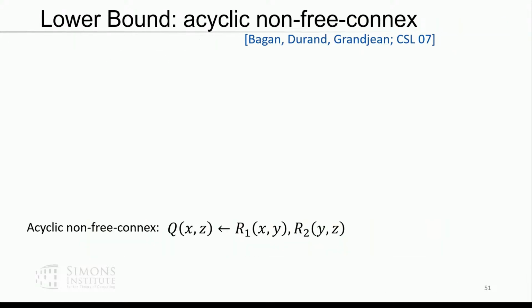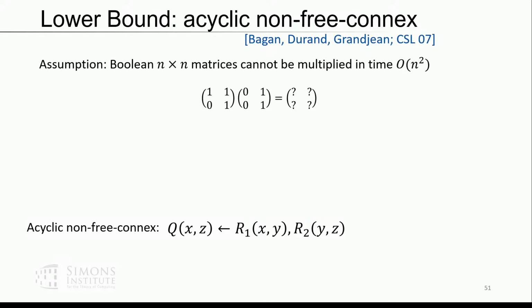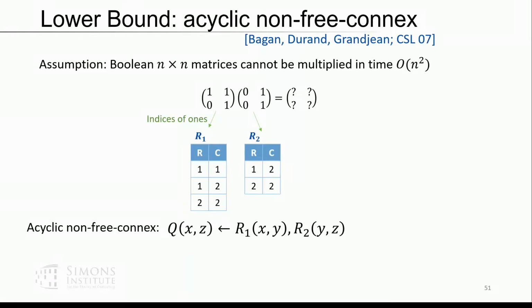This is an example for the most basic query that's acyclic but not free-connex. Let's assume we want to multiply these two Boolean matrices. We encode the two matrices in our two relations. So we look at the places where we have ones, we look at the row and column indices and put them for the first matrix in the first relation, for the second matrix in the second relation. And then this query, by definition, computes the positions of the ones in the output in the matrix multiplication.